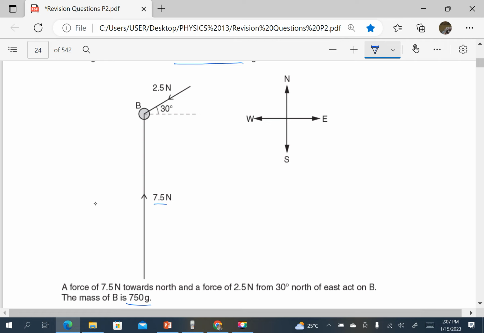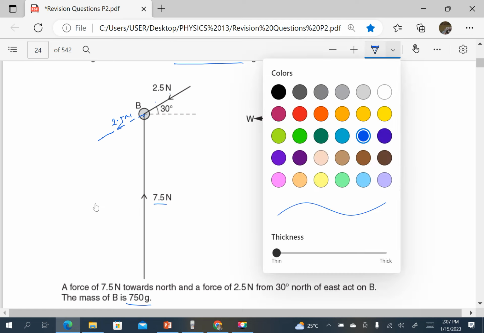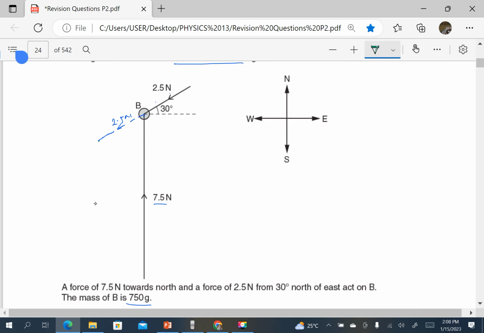Let me see how many centimeters represent 2.5. So 2.5 from my ruler is about 2.8 centimeters. So I will add 2.8 here. So this is going to be representing 2.5 newtons. I'm joining head to tail. So the resultant will be from the bottom up to that point. I will change the color for the resultant. So the resultant will be here.